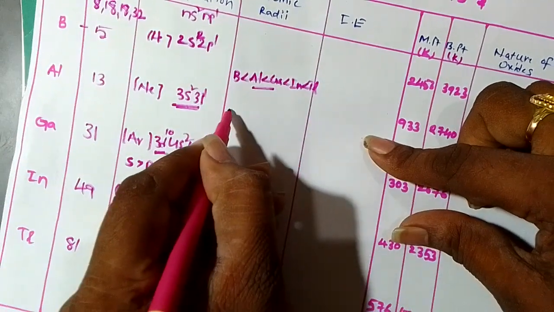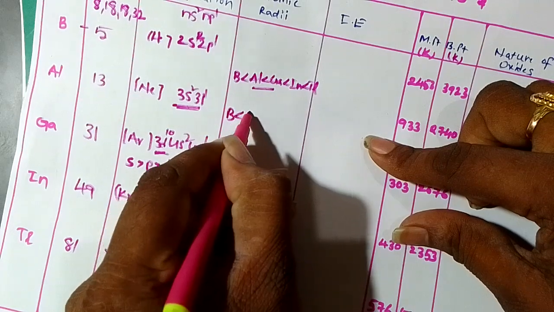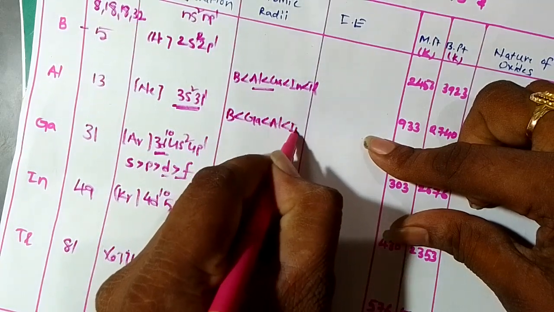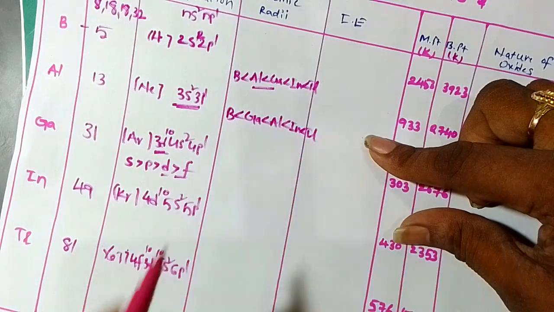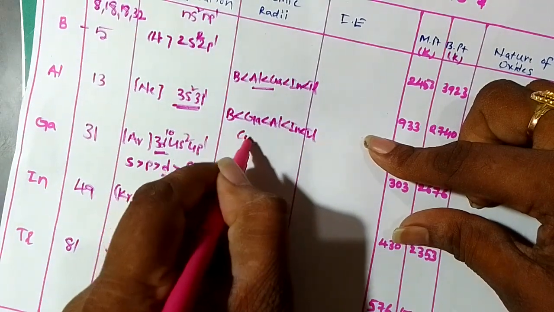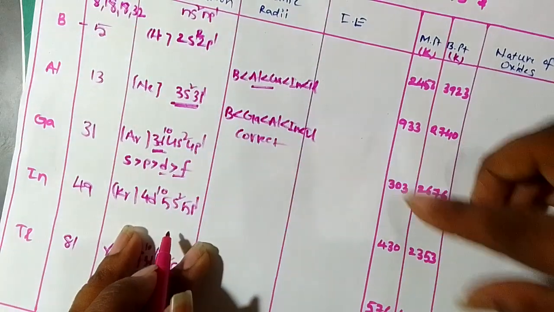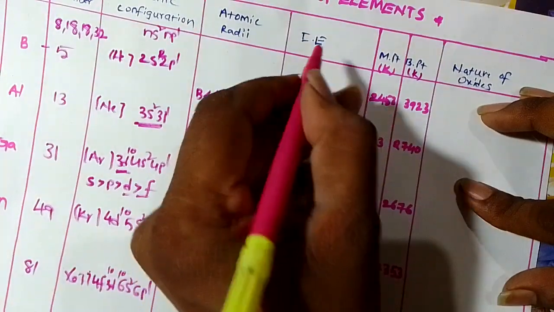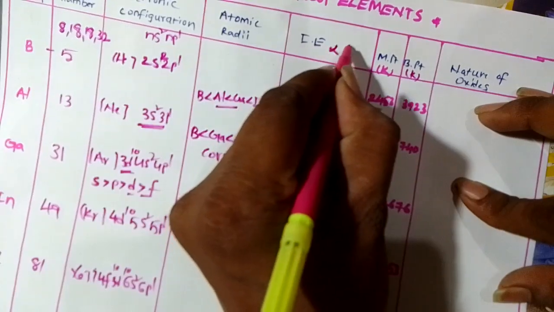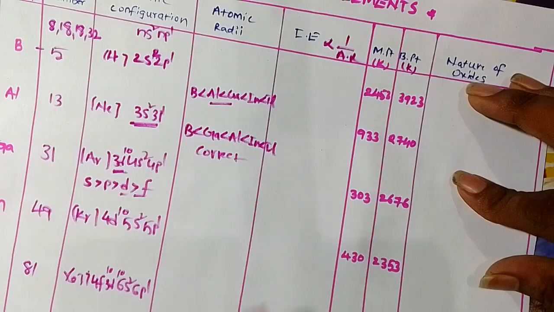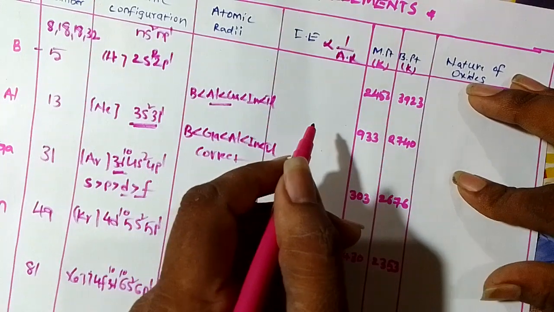Now the correct order is boron, gallium, aluminum, indium, thallium. So this is the correct order of atomic radii. Now coming to ionization energy. Ionization energy is inversely proportional to atomic radius. So as atomic radius increases, ionization energy decreases.